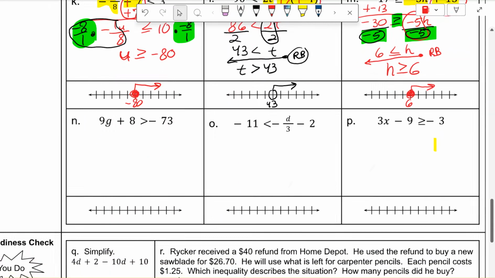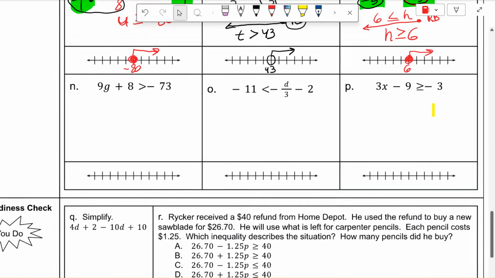Okay, last row. I'm going to have you pause and do N, O, and P all together in one shot. Then when you come back and unpause the video, you will see all of the answers and the work, and you get to see if you're doing it right or not. If you're not doing it right, we've got to get you there. So ask questions. Make sure you're using your notes. Pause the video and look at all the past examples to help you get these right. Pause now.